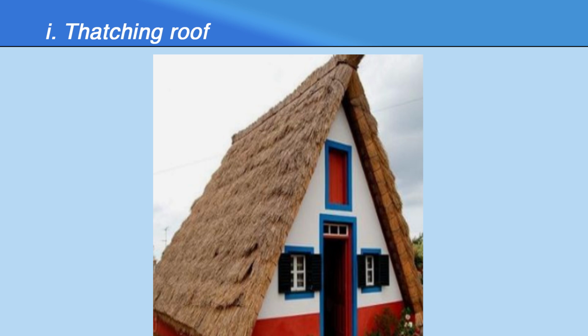This is the photograph of a thatching roof. In that, the thatching material, that is straw or some grass, is used for the thatching roofs.